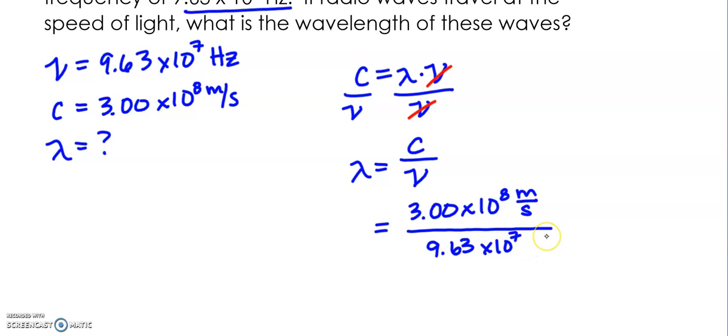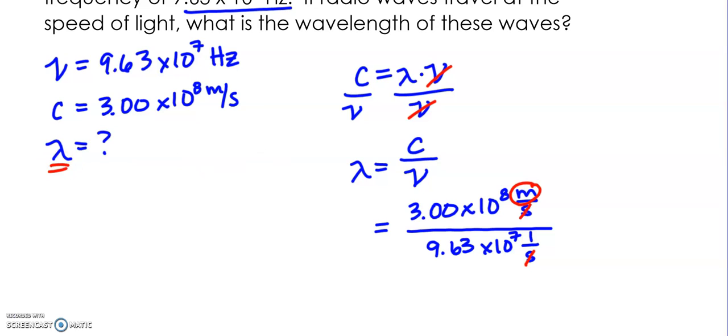And hertz, remember, is 1/seconds. And I'm going to write 1/seconds because hopefully you can see if you're dividing by seconds, you have seconds in the denominator of both your units, so seconds will divide out. And the unit you're left with is meters, which is a unit for wavelength.